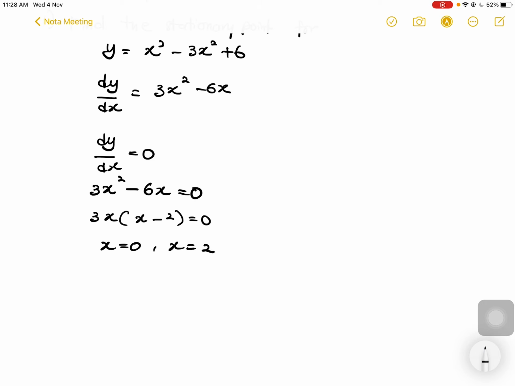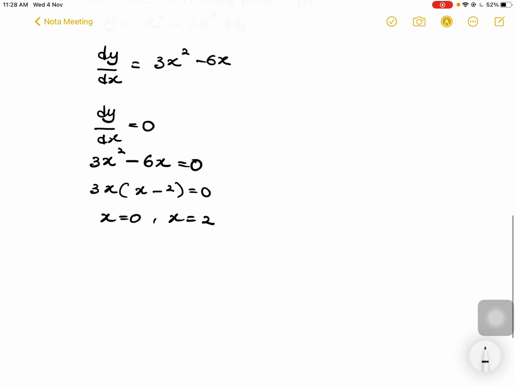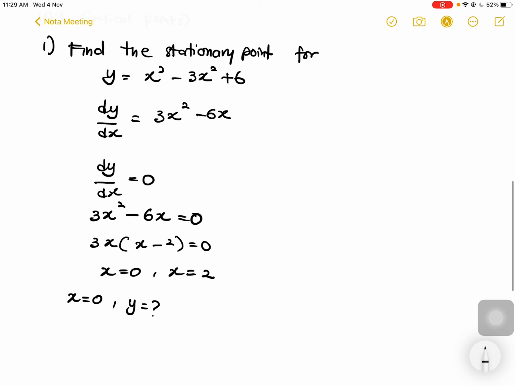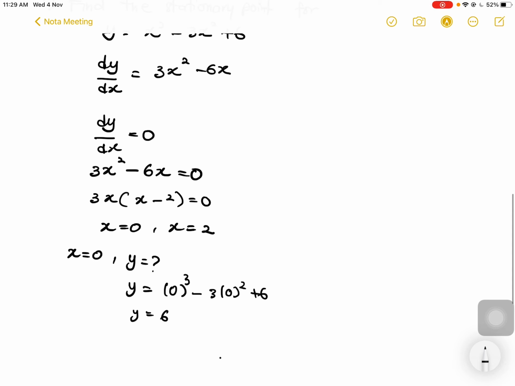When the question asks for stationary points or critical points, it means you have to find x and y. So we have x, we have to find y. So when x is equal to 0, what is your y? To find y, you have to substitute into your original equation. So y is equal to 0 power of 3 minus 3 times 0 power of 2 plus 6. So your y is equal to 6. So when x is equal to 0, your y is equal to 6.